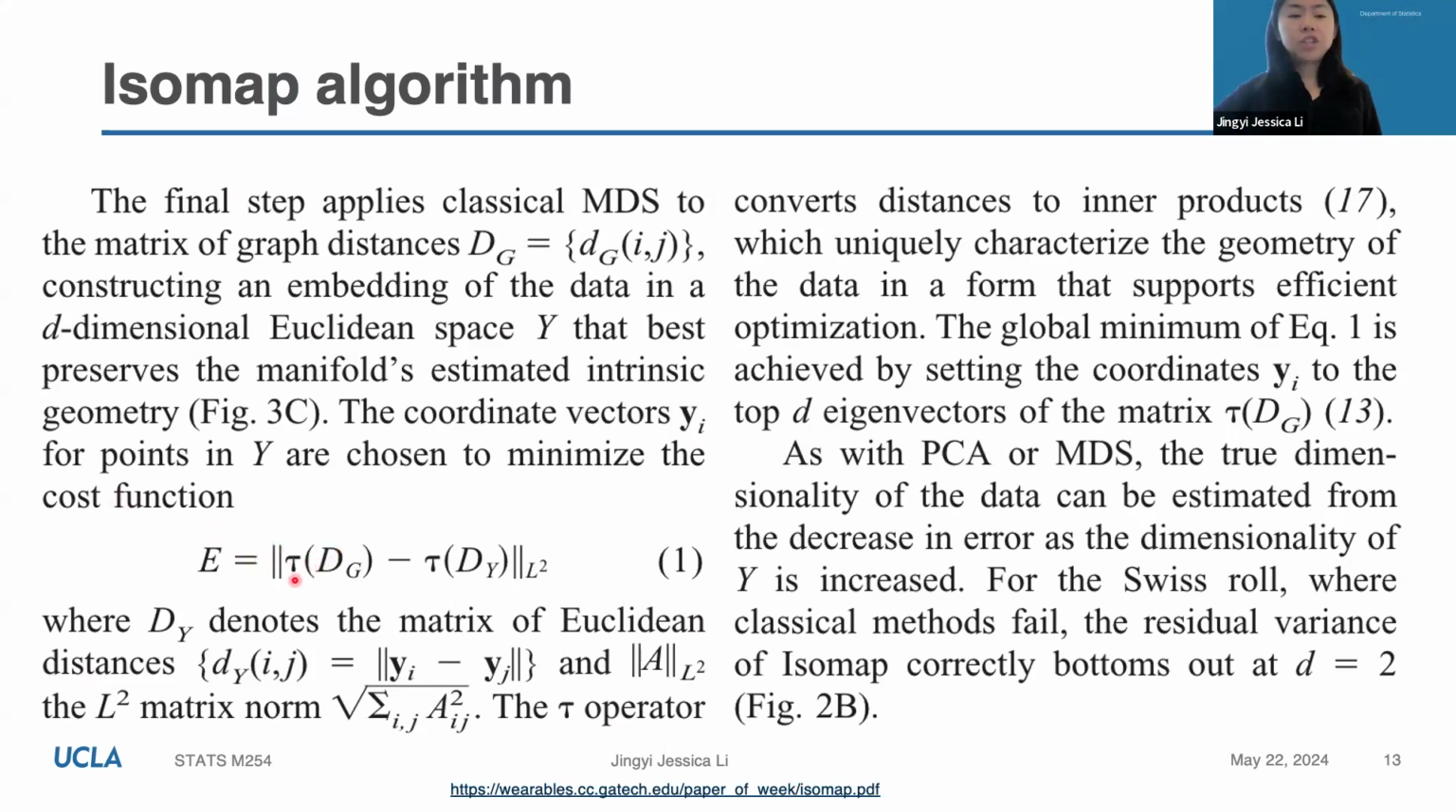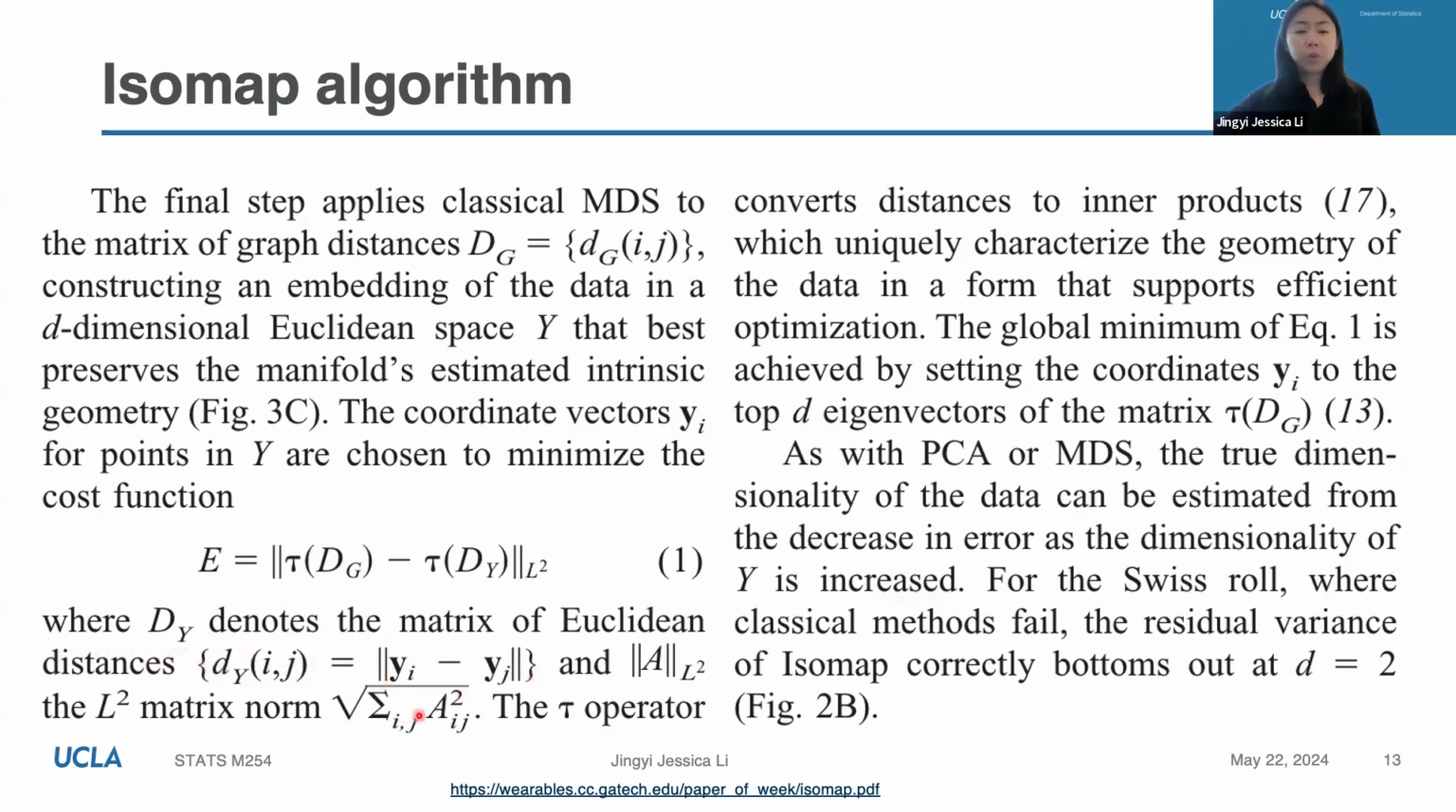Essentially, this tau is some operator, which we'll introduce later. An operator is just a mathematical concept for a transformation. And dy is the Euclidean distance in the Y space, the low-dimensional space. We'll try to find y1 to yn so that we can get a dy. So y1 to yn is the solution we are seeking, and we seek the solution to minimize this, where dy denotes the matrix of Euclidean distances in the low-dimensional space.